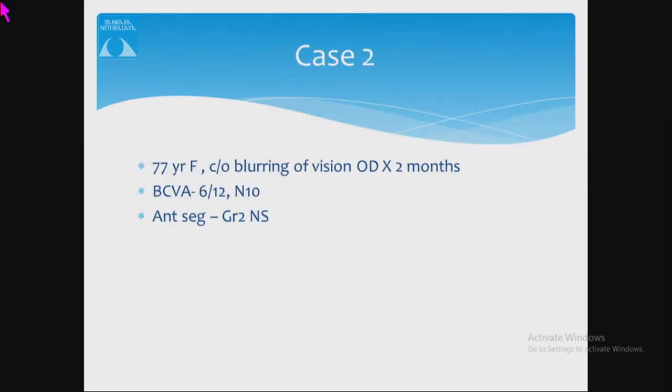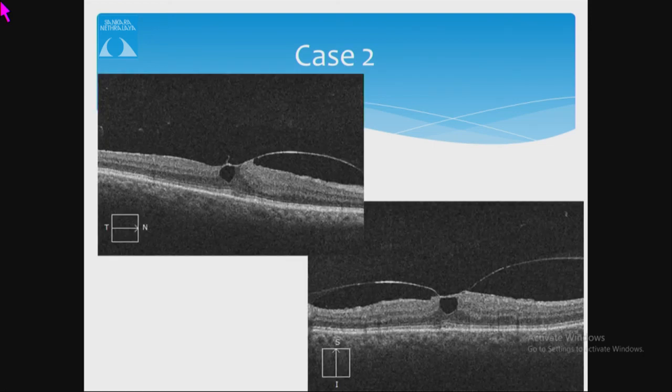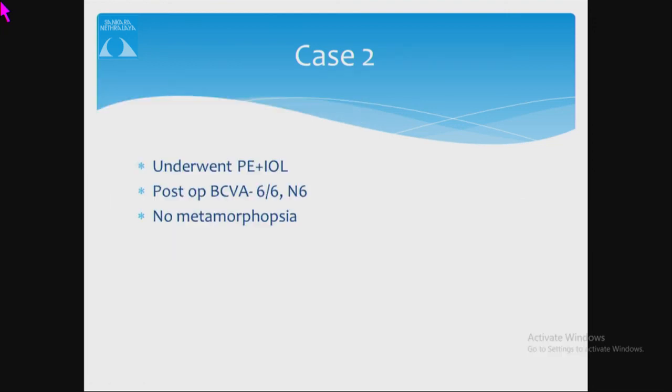The next case, a 77-year-old female presented with complaint of blurring of vision in the right eye for 2 months. The best corrected visual acuity was 6/12 and N10. The anterior segment showed grade 2 nuclear sclerosis cataract. And this was the OCT image for the patient. It shows that even though anatomical and morphological changes may be present, our decision was observation. The patient underwent phaco with IOL and post-op visual acuity was 6/6 and N6, and the patient had no complaint even of metamorphopsia.